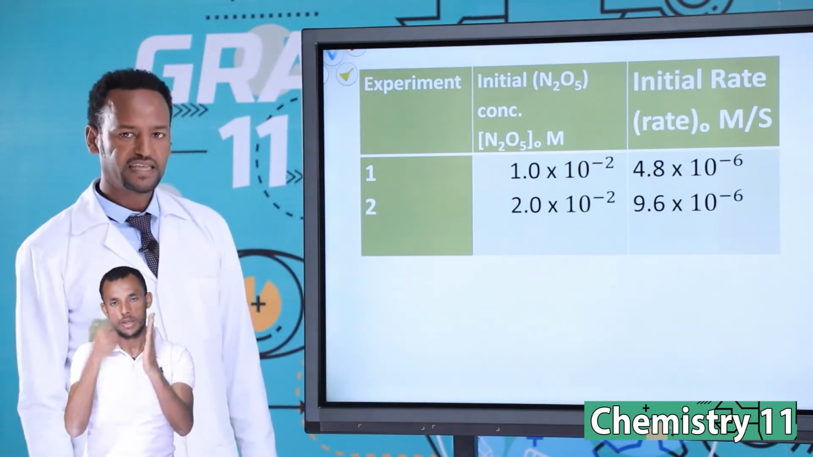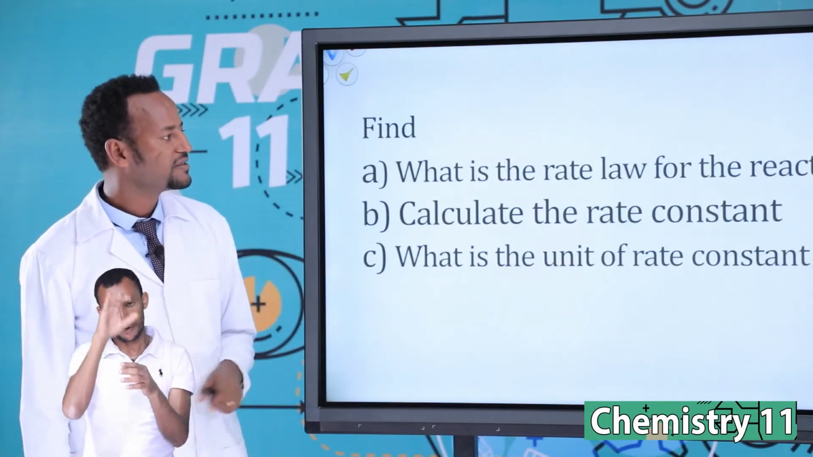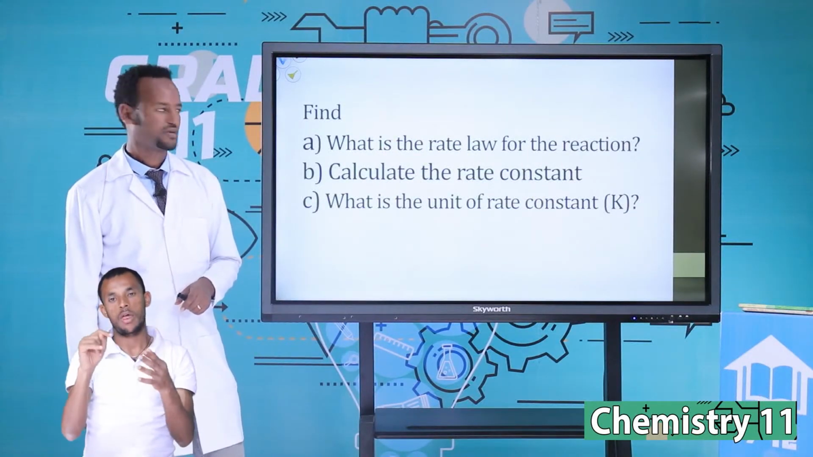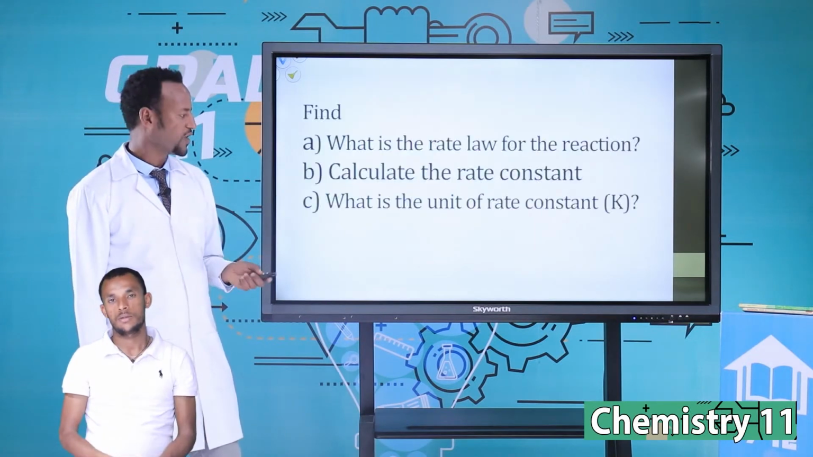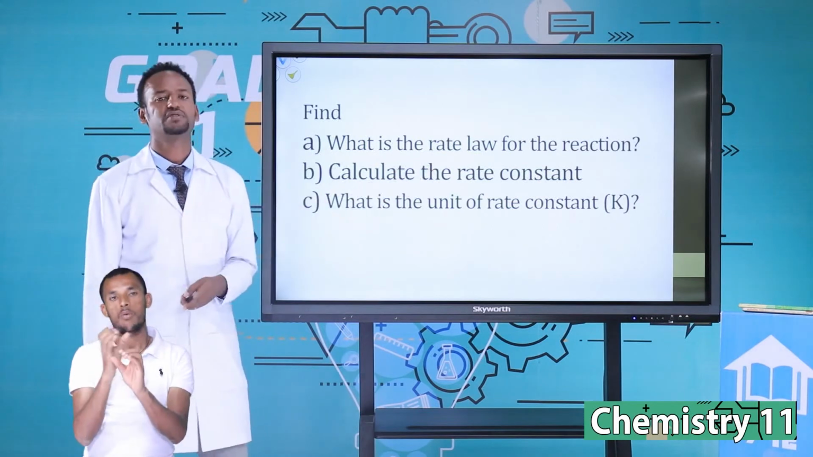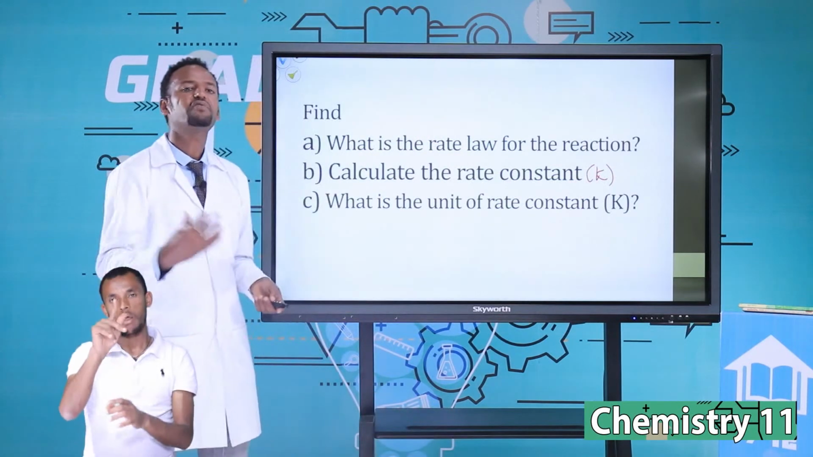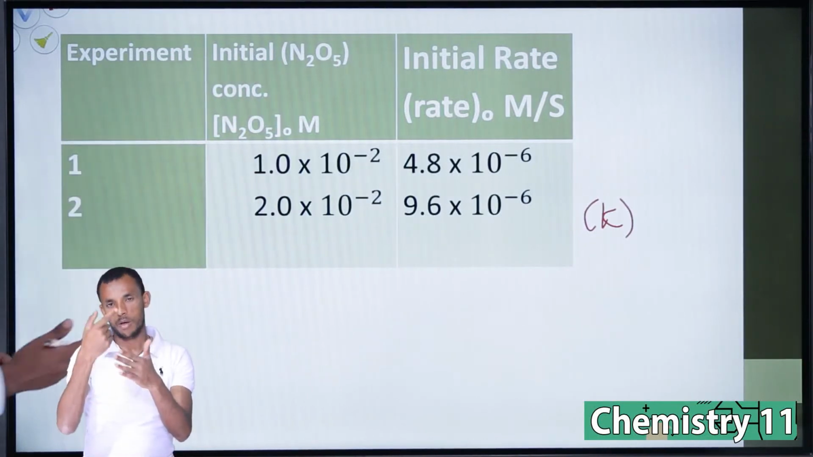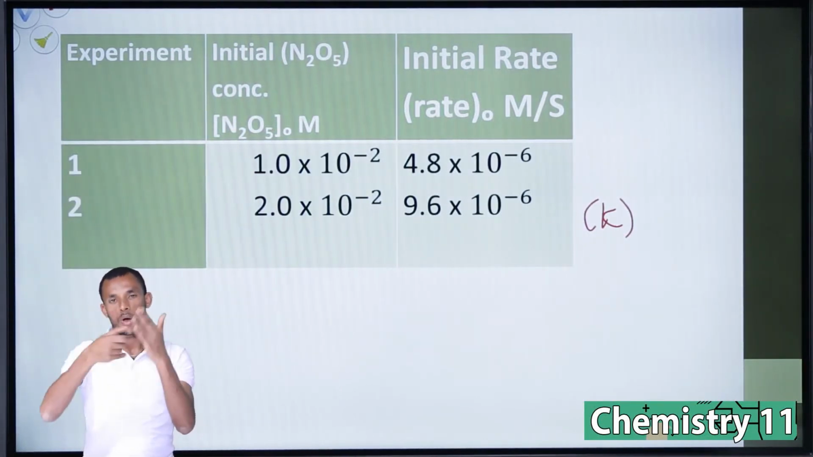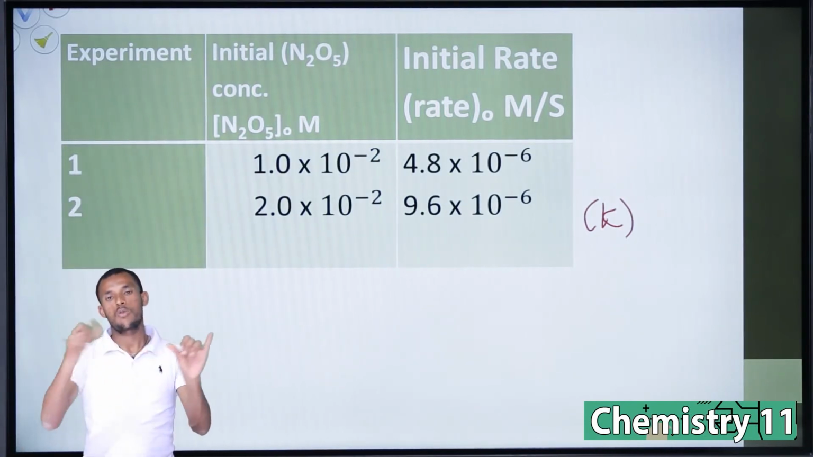By using this table, find the rate law for the reaction. The first question: what is the rate law for the reaction? The second one, calculate the rate constant. Rate constant means, by the way, K. Calculate K. What is the value of K? The third one, by using again this table, what is the unit of K? Because K is the rate constant, any rate constant has its own unit. Therefore, what is the unit of this rate constant?